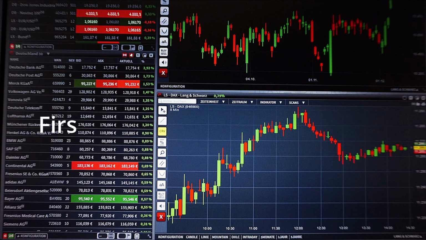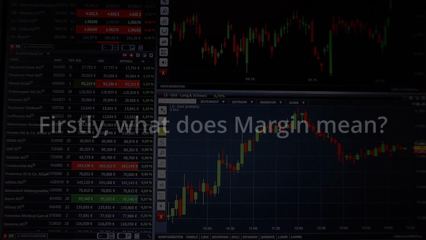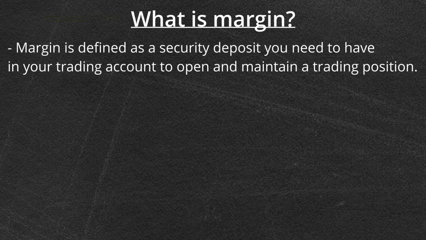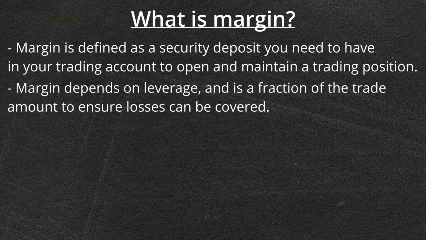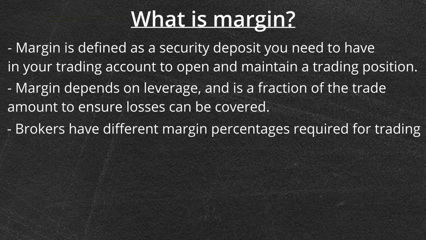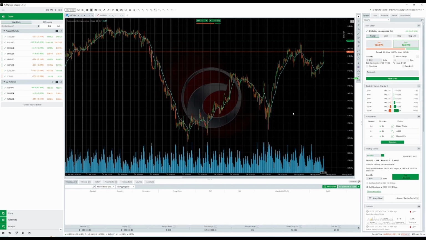Let's dive in. Firstly, what does margin mean? Margin is defined as a security deposit you need to have in your trading account to open and maintain a trading position. It's sometimes only a fraction of the total trade size, depending on leverage, and it is there to ensure that you have enough funds to cover potential losses. Each broker requires different margin percentages when taking a trade, so it's important to know what this margin percentage is when trading. Let's use a very simple example to show you how margin works when looking at a Forex pair.